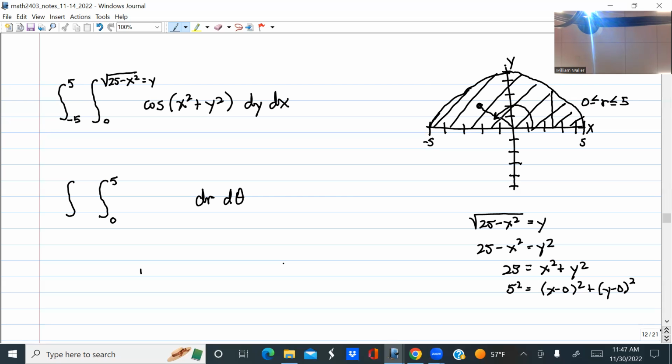So don't go 0 to 2 pi, because if you go 0 to 2 pi, you're going to get the whole circle. But we only want the top half of it, correct? Okay. So it looks like this is 0 to pi.